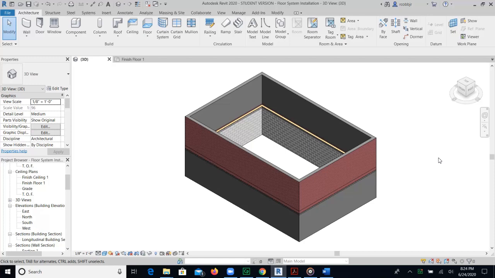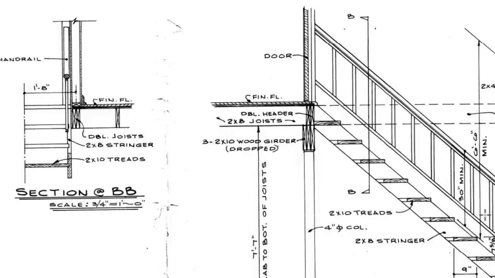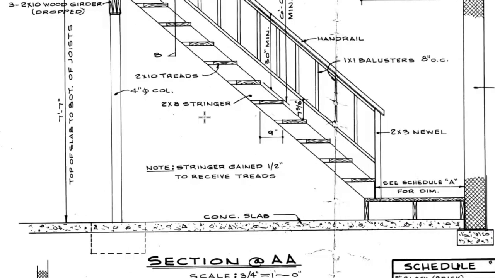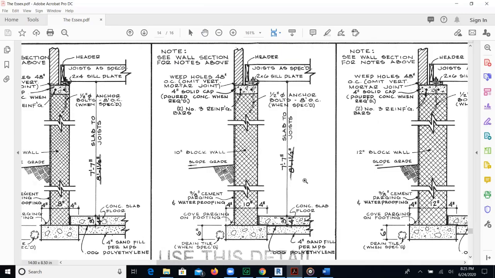For this assignment, you will install the floor system for finished floor 1 and the foundation. The floor system for finished floor 1 uses 2x8 joists, and on top of the 2x8 joists there is a 3/4 inch tongue and groove plywood. The floor system in the foundation is a concrete slab. The concrete slab floor has a 4-inch thickness.